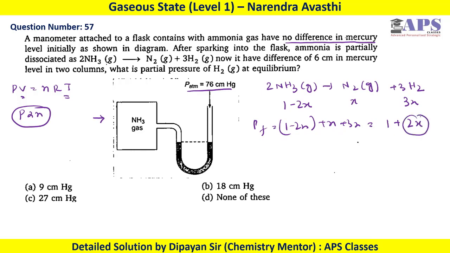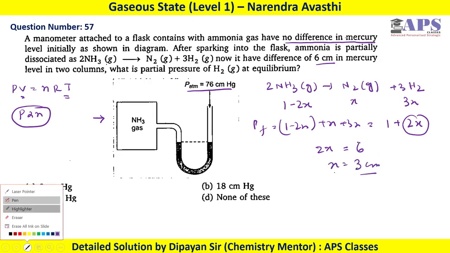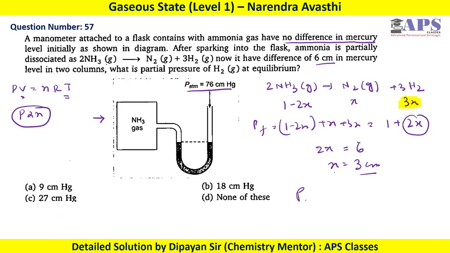Now this extra 2x pressure is the cause of the difference in mercury level, that is 6 cm. So 2x is the pressure difference, which is the difference in mercury level of 6 cm, so the value of x is 3 cm. Now we have to calculate the partial pressure, that is 3x. According to this problem, the partial pressure of hydrogen is 3x, that is 9 cm of mercury. So for this question, option A will be the correct option.